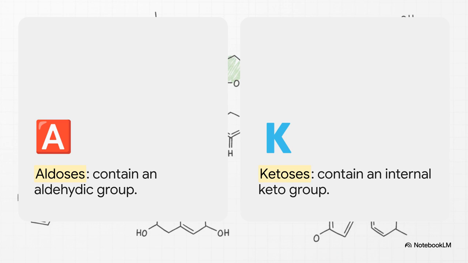Now, zooming in on those simplest sugars, you absolutely have to know the crucial difference between an aldose and a ketose. It all comes down to the carbonyl group. If the sugar has an aldehydic function, basically a CHO group hanging out right at the end of its carbon chain, it's an aldose. Glucose is the classic example here. But if it contains a keto group tucked somewhere inside the chain itself, then it's a ketose. Fructose is your go-to ketose.